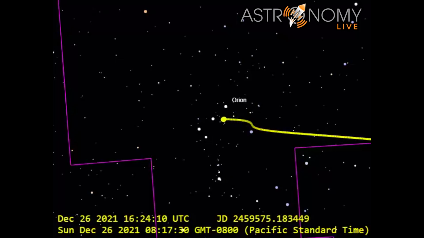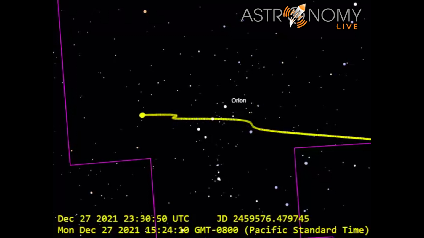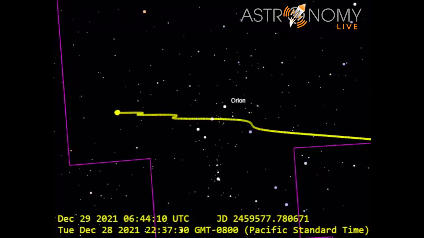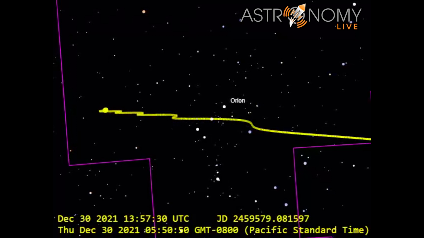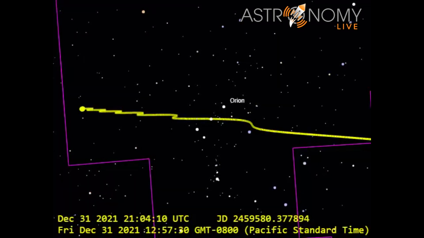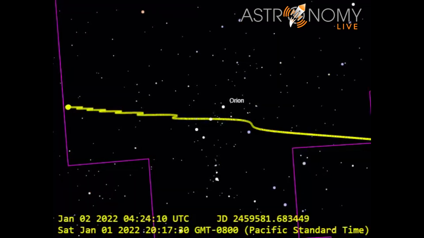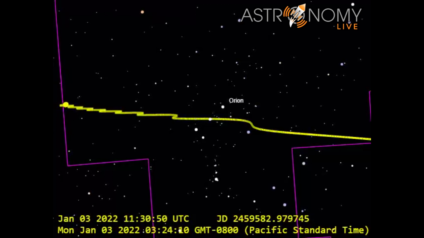Here's a simulation of where the James Webb should be seen in the sky as seen from San Francisco. This simulation was created by Tony Dunn, who runs orbitsimulator.com, and over the course of multiple days you can see that it appears to wiggle back and forth.